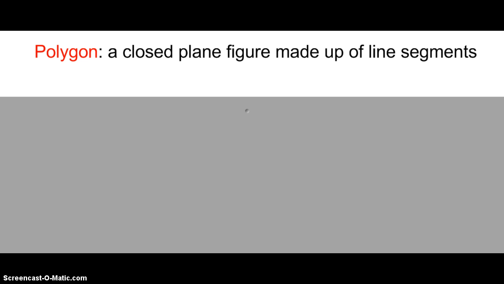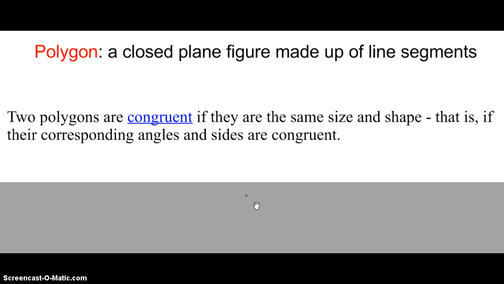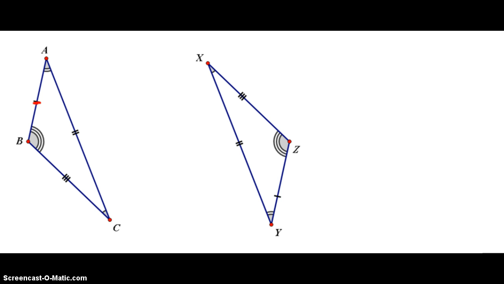But since triangles are polygons, we can define congruent polygons. Two polygons are congruent if they have the same size and same shape. That is, if their corresponding angles and sides are congruent. So, here I have my two triangles. I have triangle ABC and triangle XYZ. Now, if I look at their corresponding parts, I need to check to make sure that each of the corresponding parts is congruent. And you just follow the markings.